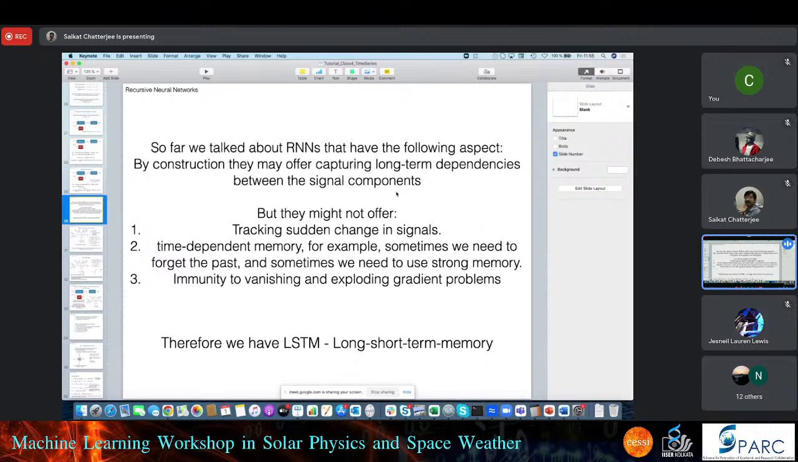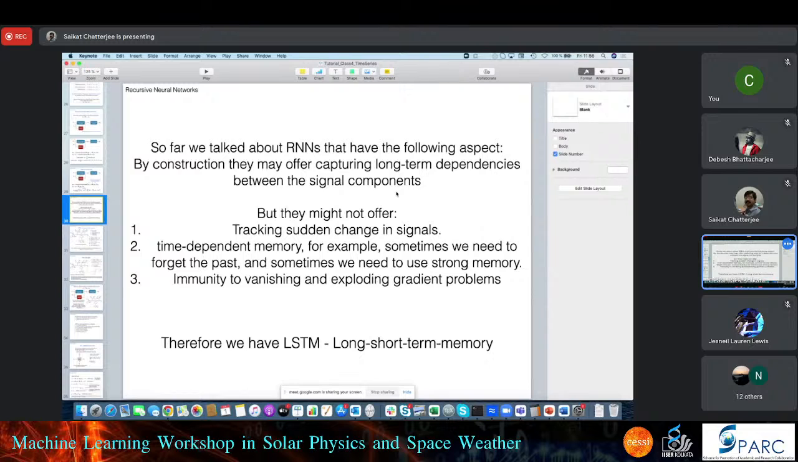So far we talked about recursive neural networks that have the following aspect. Note that in all these processes we have this recursive structure: ht depends upon ht minus 1 and the current data input xt, right? And ht minus 1 has a long memory chain if we unfold it, correct? Mathematically you may think that this captures long-term dependencies between the signal components. That means what I'm seeing at time point t actually has long-term dependencies.